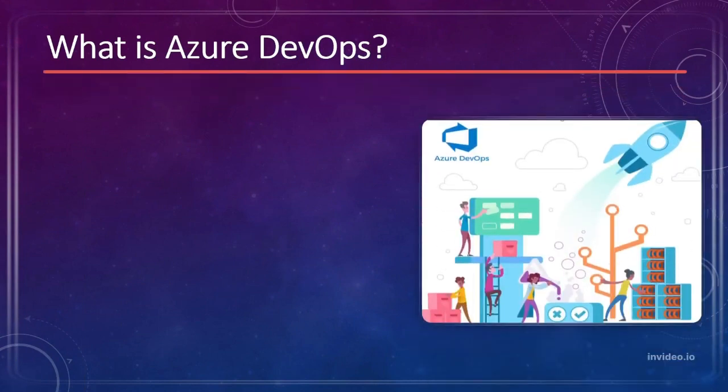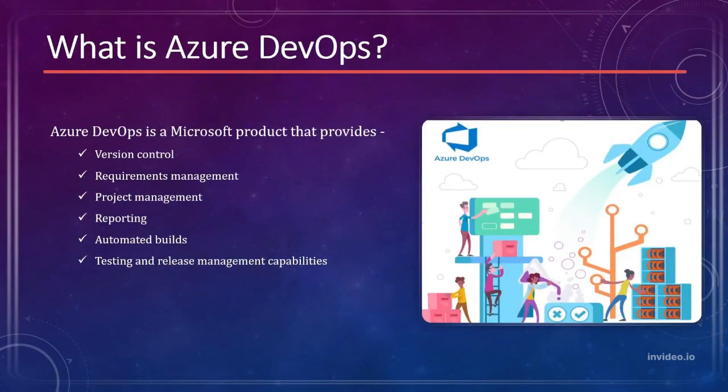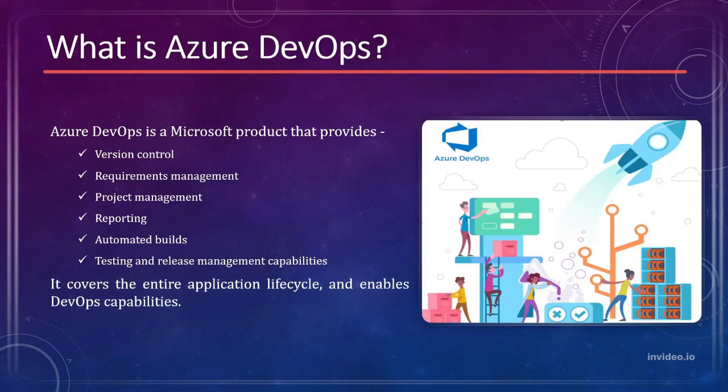So what is Azure DevOps? Azure DevOps Server is a Microsoft product that provides version control, reporting, requirements management, project management, automated builds, testing, and release management capabilities. It covers the entire application lifecycle and enables DevOps capabilities.